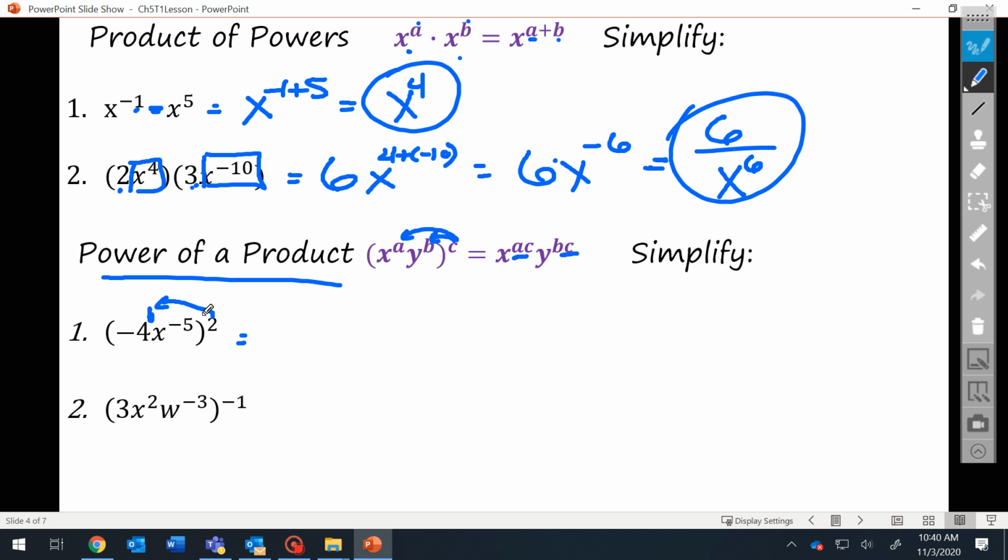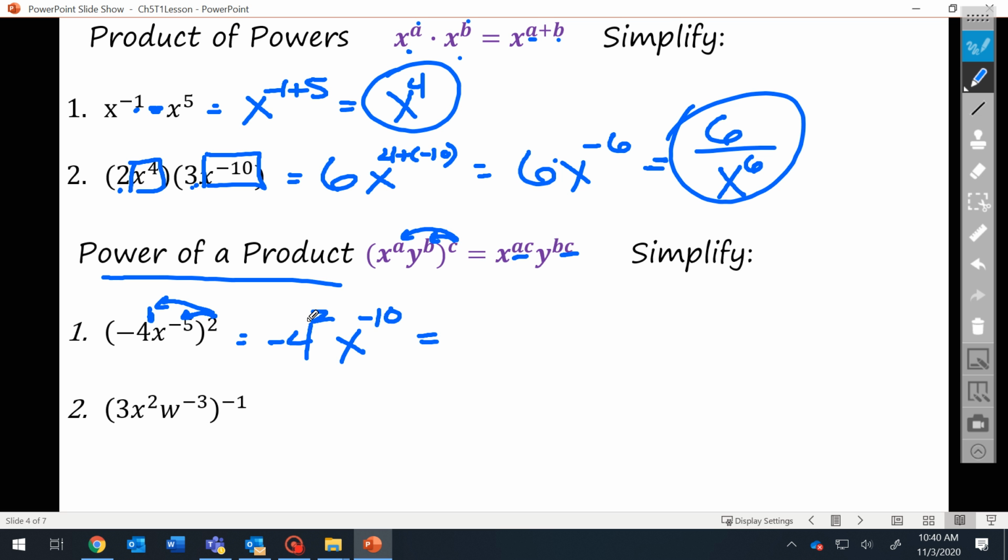So this 2 is going to go to both of those exponents. So it's going to be negative 4 to the 2 times 1, so squared, x to the 2 times negative 5, so x to the negative 10. And now we have an issue. It's not simplified because this x has a negative exponent.